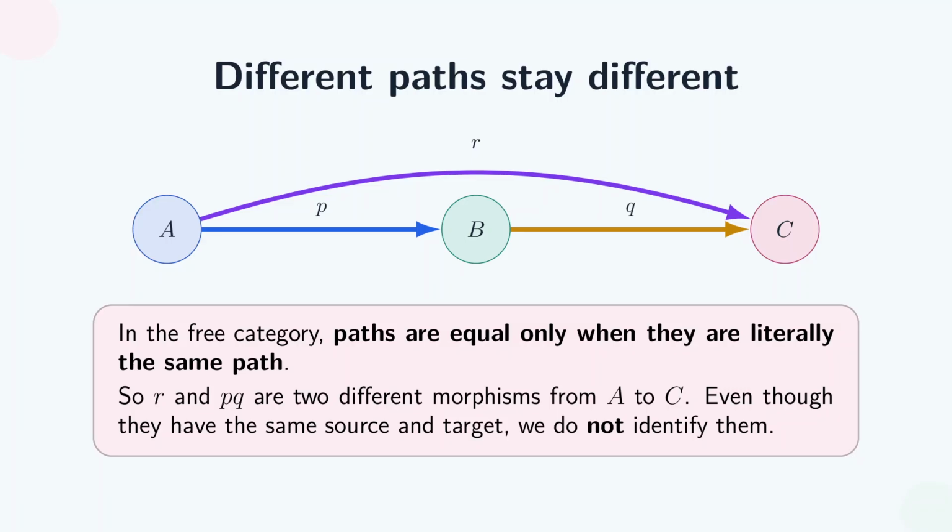So equality of morphisms here is very strict. Two paths are equal only when they are literally the same path. That is part of what makes this construction free. It preserves all path information without forcing extra identifications.